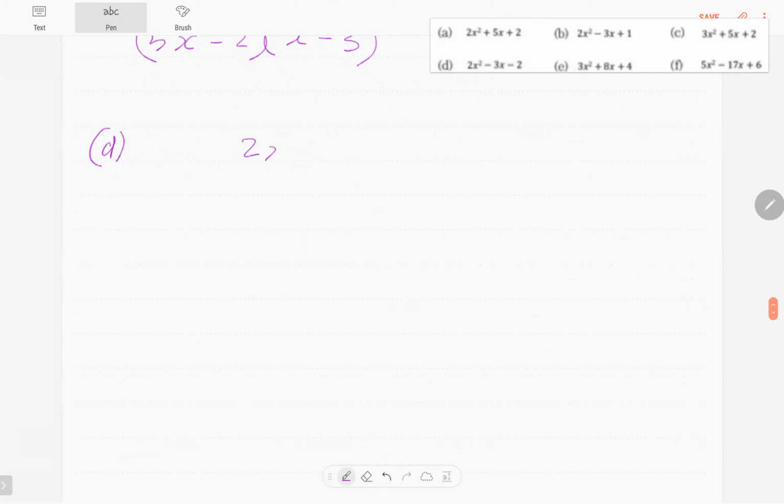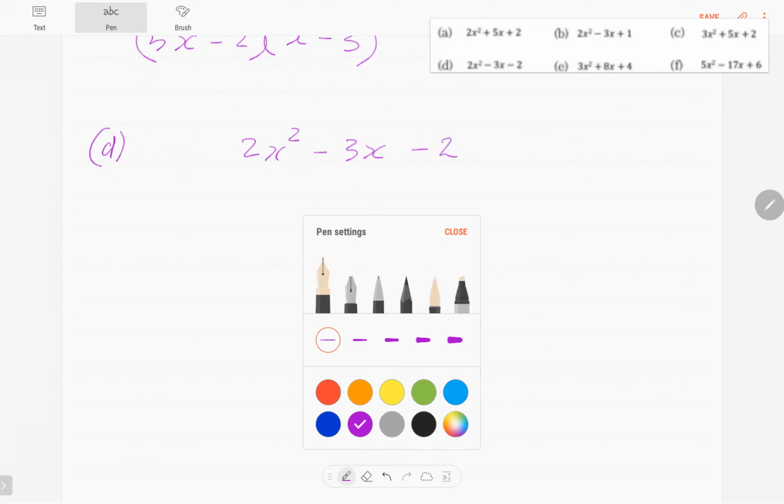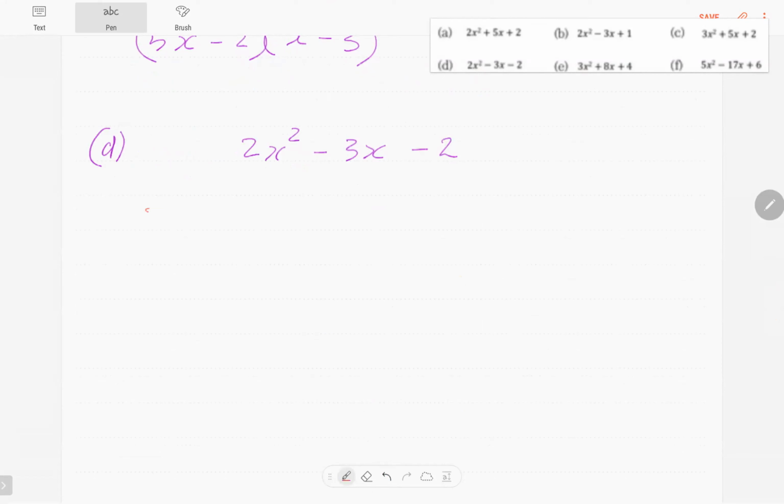So D is 2x squared minus 3x minus 2. Same procedure. Multiply the two end values, which is 2 times negative 2, which is negative 4. We want factors of negative 4 that add to negative 3, that is the middle term. So here we want factors of a negative number. One will be positive, one will be negative. Give the larger one the sign of this.